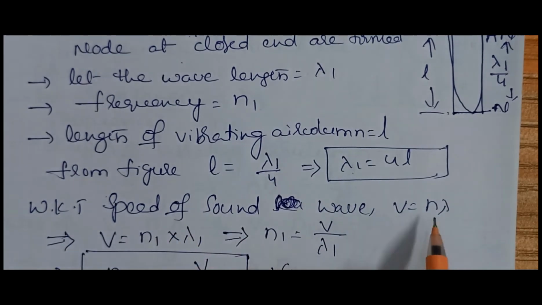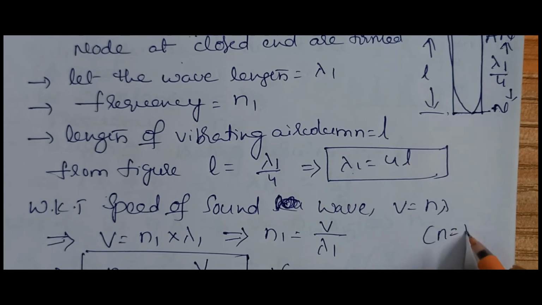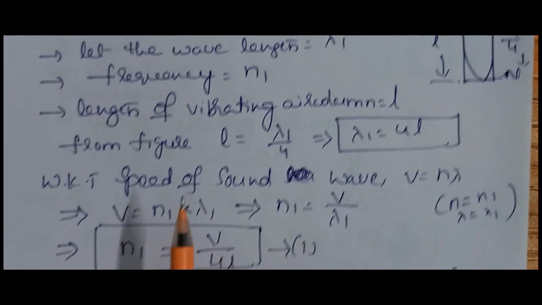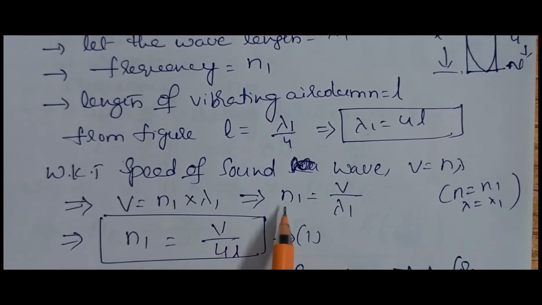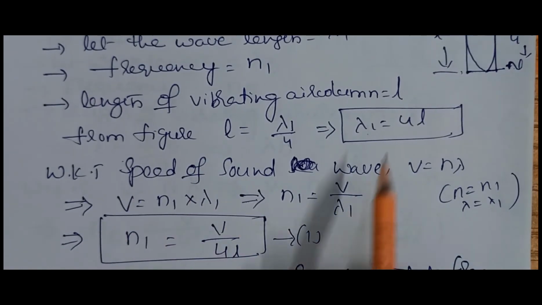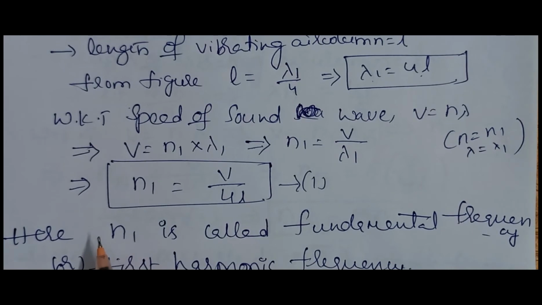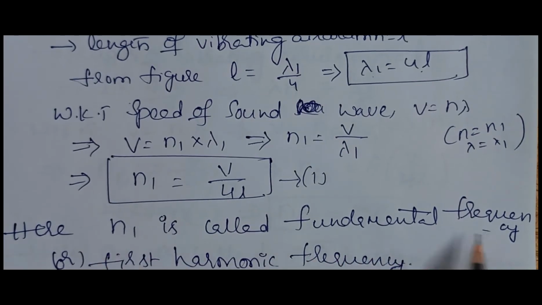We know speed of sound wave V is equal to N lambda. But here N is taken as N1, lambda is taken as lambda 1. So V is equal to N1 into lambda 1, then N1 is equal to V by lambda 1. Lambda 1 means 4L. Substituting, N1 is equal to V by 4L. So here N1 is called fundamental frequency, or it is also called first harmonic frequency.